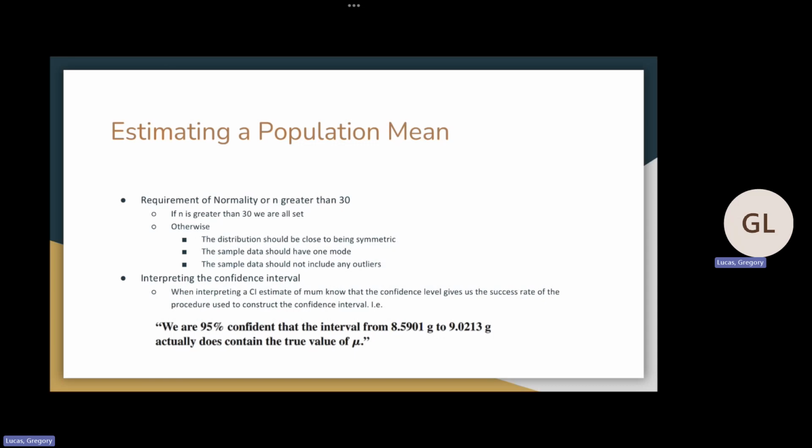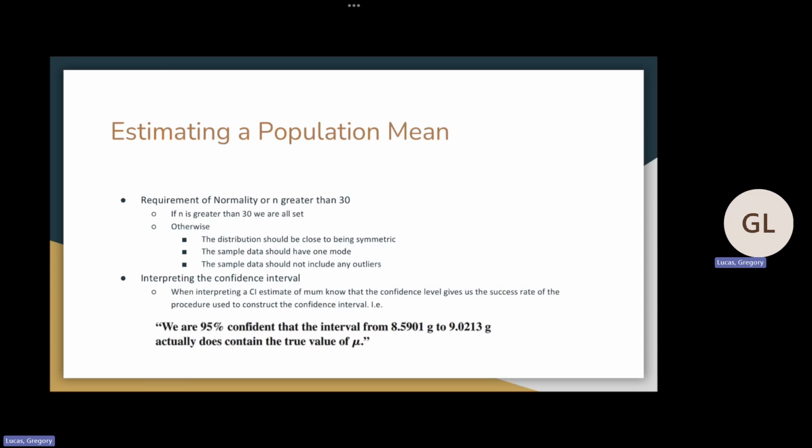So let's try and estimate a population mean now. We need the requirement of normality, or n greater than 30. So again, if n is greater than 30, we're all set. Otherwise, the distribution should be close to being symmetric. So we look at our histogram. If it's symmetric, we're all set. We should only have one mode. The highest frequency should be in the middle. And then the sample data should not include any outliers.